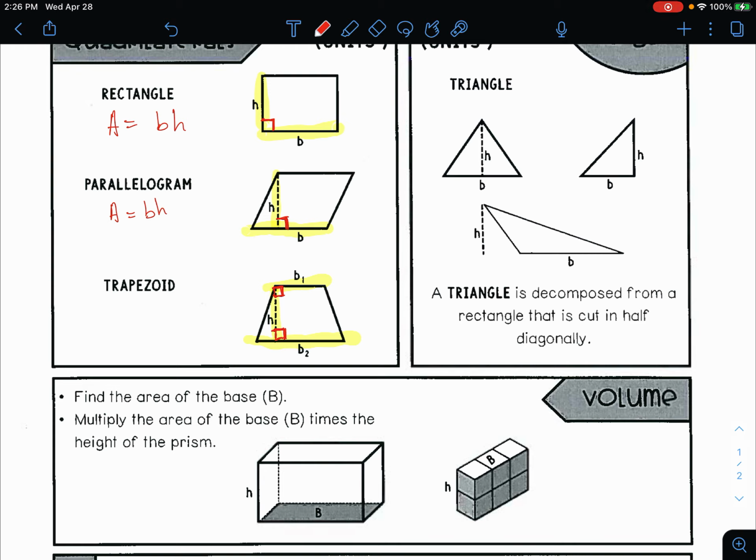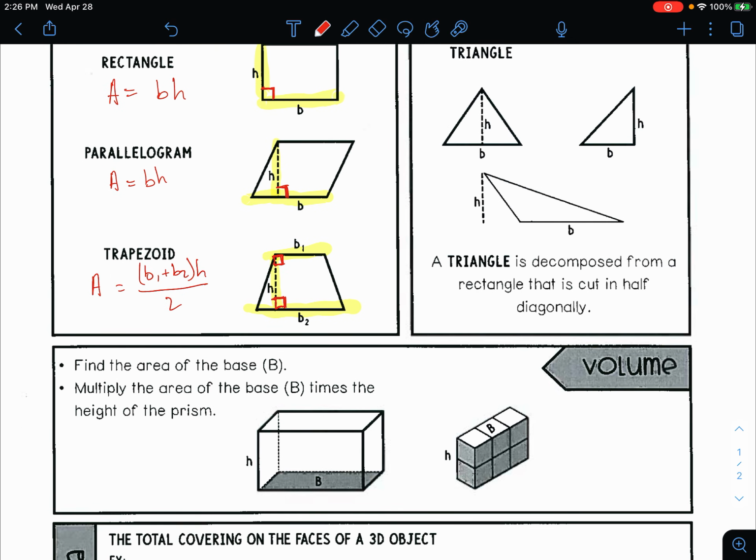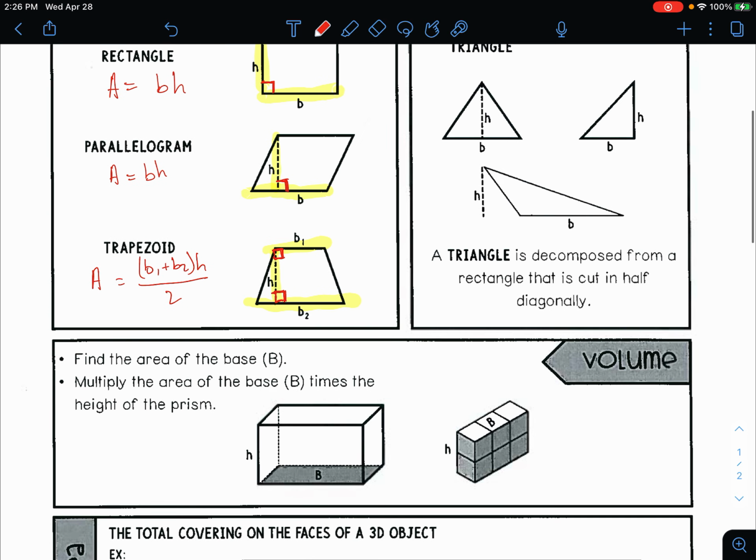So the formula for the area of a trapezoid is B1 plus B2 times the height, and you're dividing it by 2. Or you can just say half of base 1 plus base 2 times height, and you get the same answer. Some people prefer A equals 1/2 or 0.5 times B1 plus B2 times the height. And they both work.